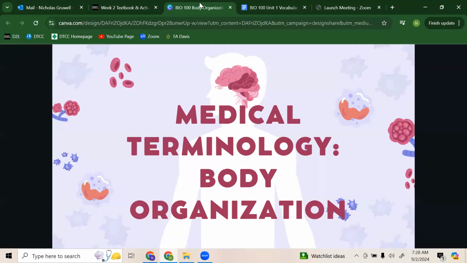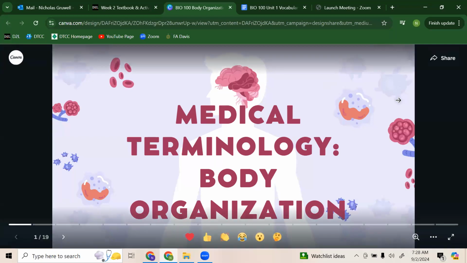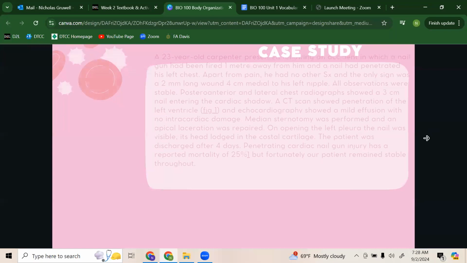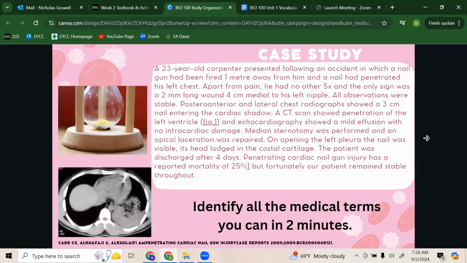Okay, let's pop back over to Canva. We're going to talk a little bit more about body organization. So I have another case study for you. This is a good time to go ahead and pause the video and try to identify all the different medical terms, just like we did last week. And I'll give you about 2 minutes to do that. So pause, set a timer for yourself, see how many you can identify quickly.